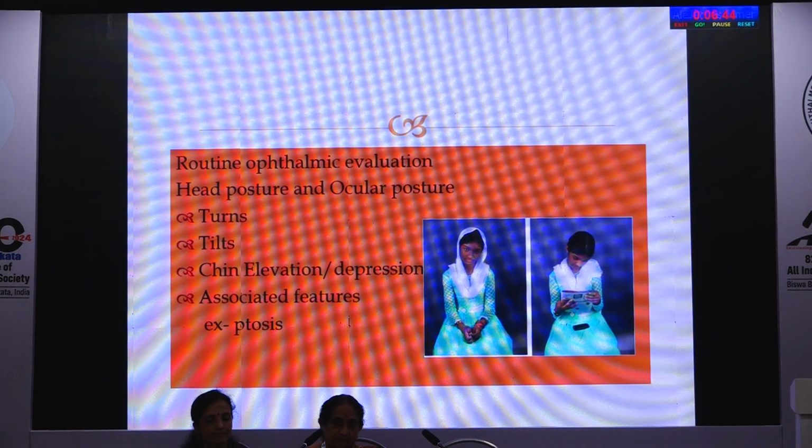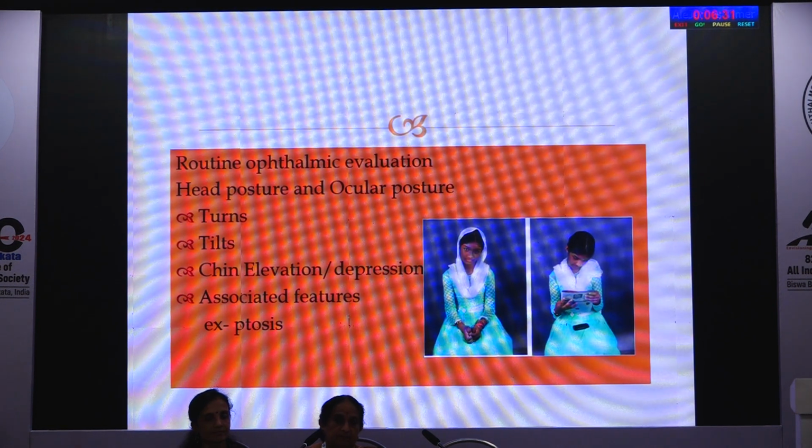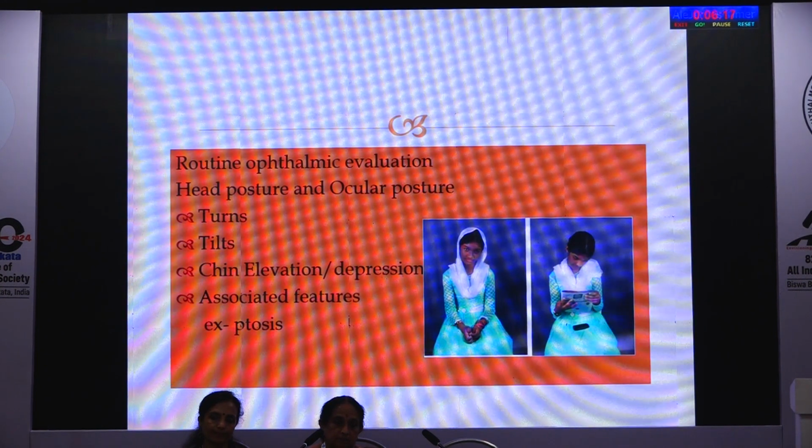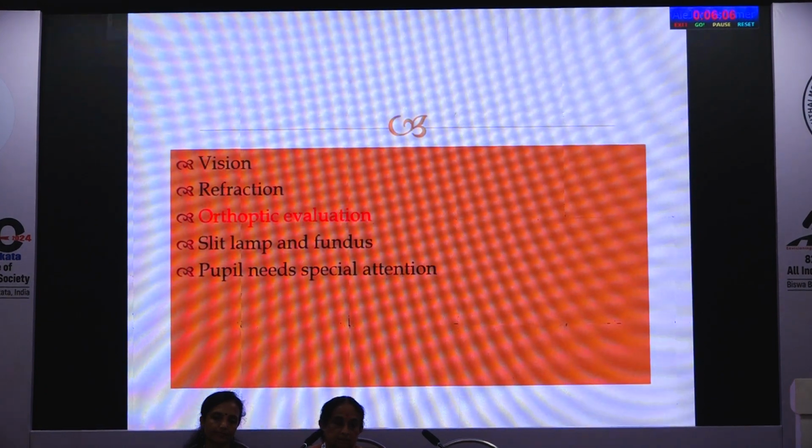In any form, you have to go for a routine ophthalmic examination, which starts with head posture and ocular posture. You should think of turns, which usually occur in horizontal problems, and tilts and chin elevations and depressions, which are usually due to vertical muscle problems, and also the associated features of the eye, such as ptosis. In this child you can see the typical head posture of head tilt and chin depression. She had a trauma with an injury to the inferior rectus muscle, and she could read only in this particular position because of the double vision.